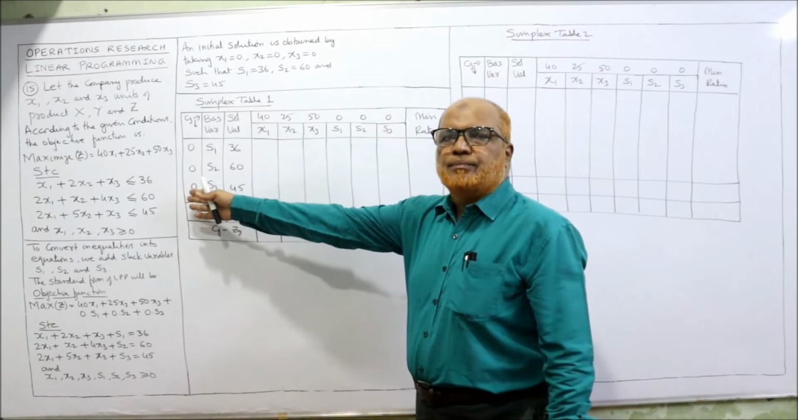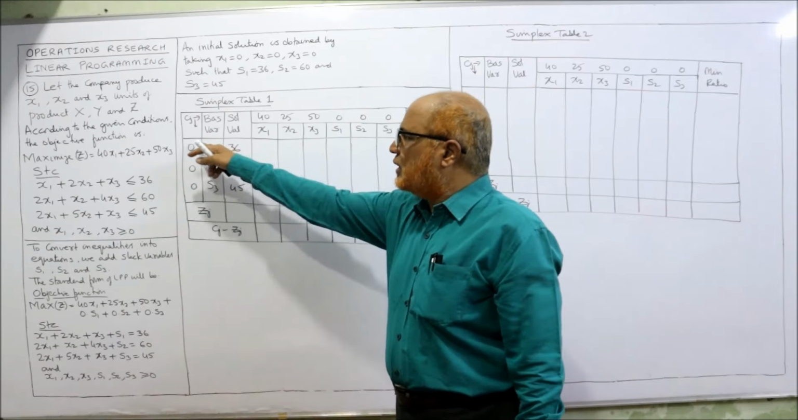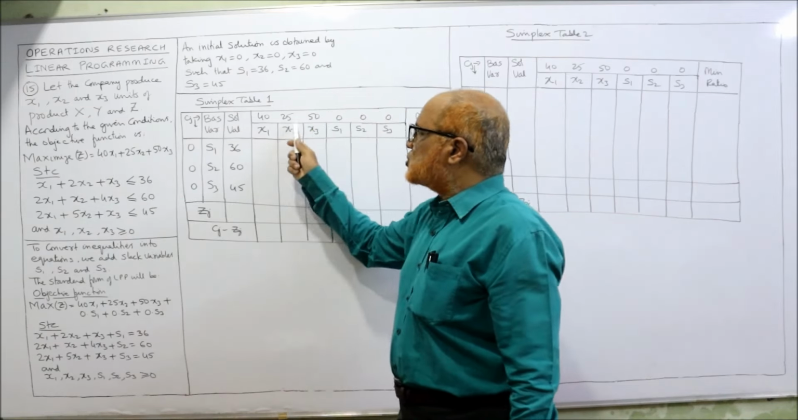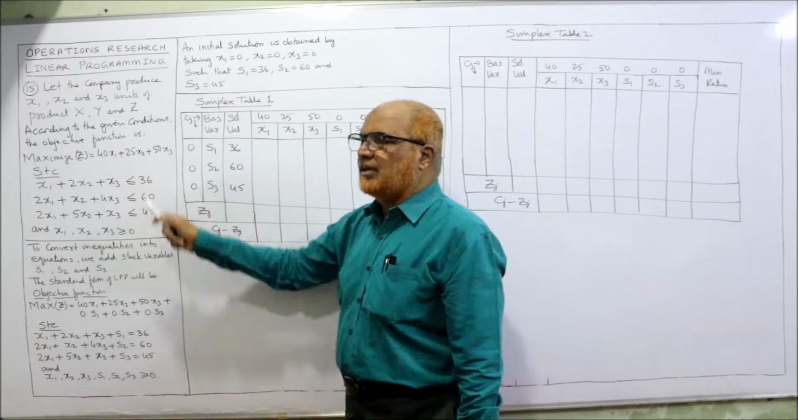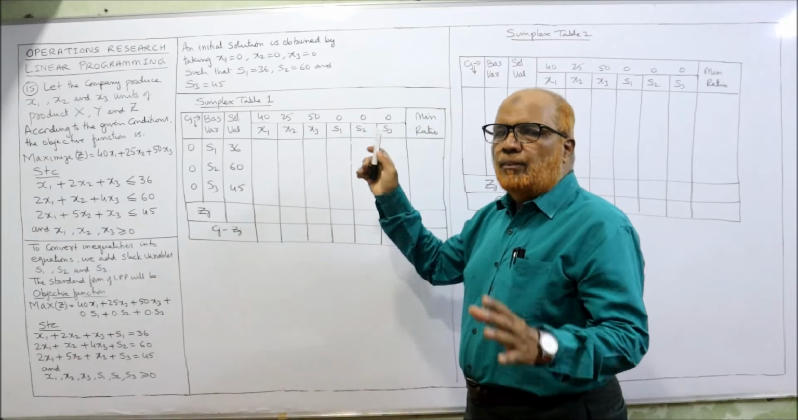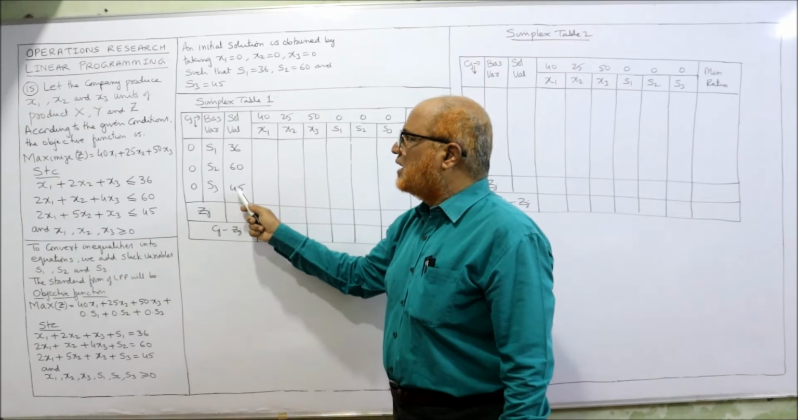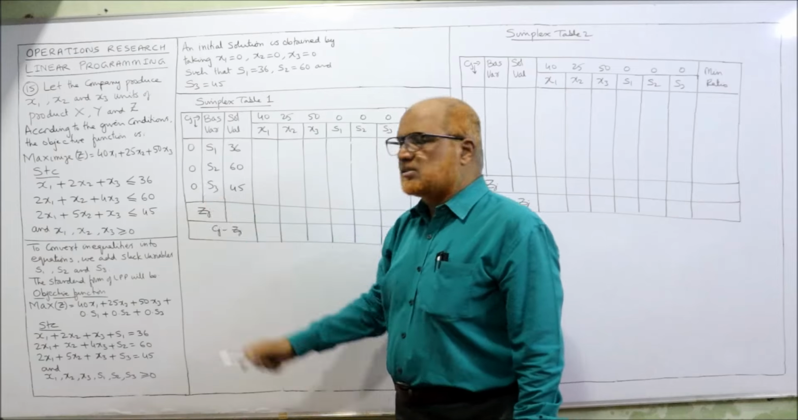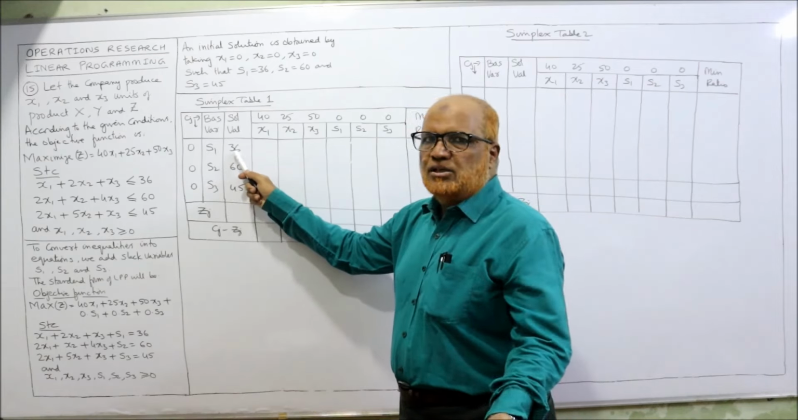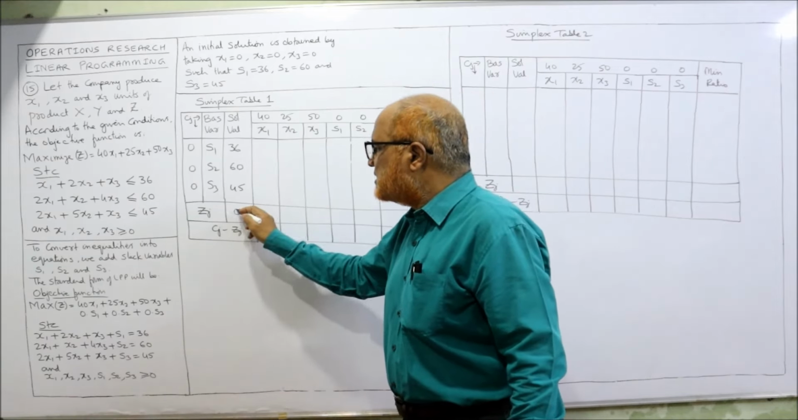Same table: Cj stands for the coefficient of the objective function, so it is there in this row and also in this column. What are the coefficients? X1 is 40, X2 is 25, X3 is 50, and S1, S2, S3 have coefficient 0. Now the basic solution we are getting is S1 equal to 36, S2 equal to 60, S3 equal to 45, and their coefficients are 0, 0, 0. For Zj, multiply the Cj value with the variable value: 0 into 36, plus 0 into 60, plus 0 into 45. So ultimately Zj is 0.